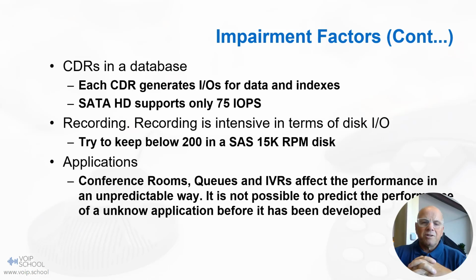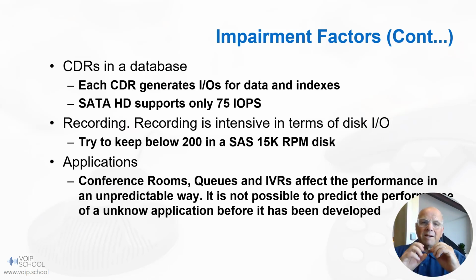Impairment factors continuation. Another thing that we should pay attention to is CDRs, call detail records, because they consume IOs. They consume IO operations per second. So some SATA disks with 75 IOPS, a very low number of IO operations per second, can impact the system. Recording calls is also important. Recording is an intensive operation in terms of disk IO. For a SAS disk with 15,000 RPM, it's recommended to keep the IOPS below 200 for optimal performance. Lately, most systems come with SSDs, which makes this a lot better, right?